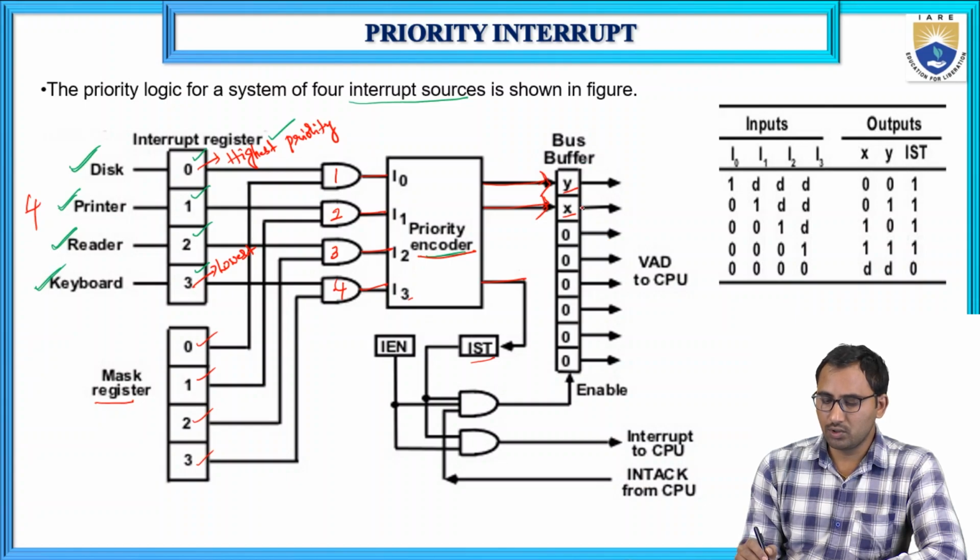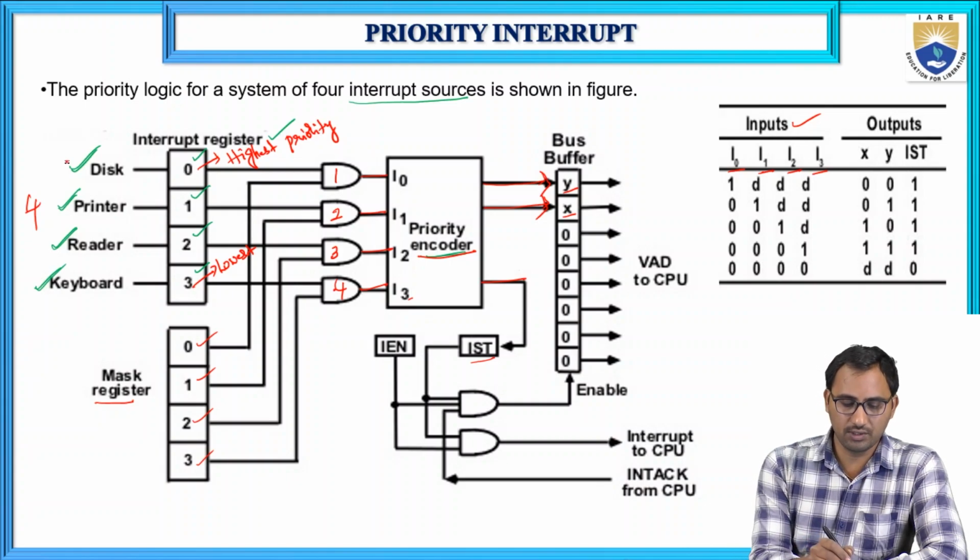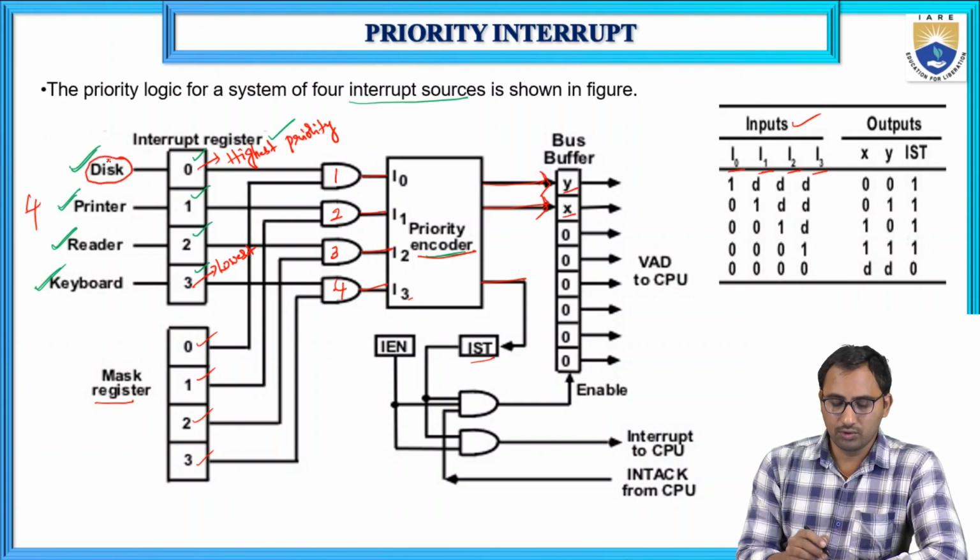The outputs X and Y depend upon the input signals of the priority encoder. You can understand this with a truth table. The inputs are I0, I1, I2, I3. Suppose the first device generated the interrupt request. What is the first device? Disk. What is the priority of the disk? 0, that means highest priority.